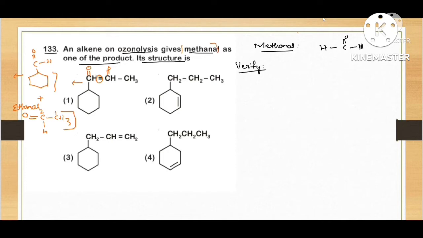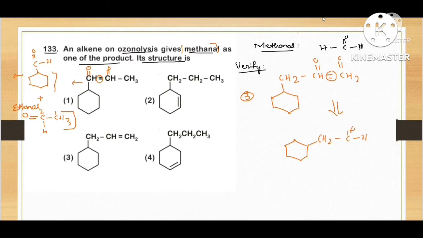Methanol is not produced by ozonolysis of the first compound. Now let us verify the third option. Here CH2 bond CH double bond CH2. You can simply remove the double bond and add oxygens on both sides. You will get CH2 bond C double bond O bond hydrogen plus here hydrogen bond C double bond O bond H.